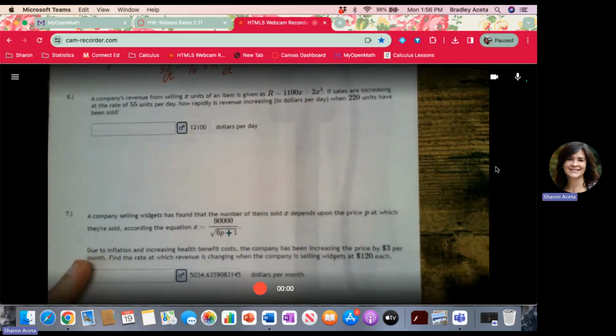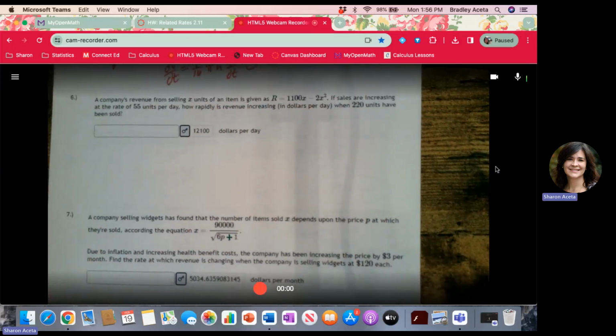All right, a little business applications, 2 questions, which will be in homework, and then we're done. A company's revenue from selling X units of an item is given as R equals 1100X minus 2X squared. If sales are increasing at a rate of 55 units per day, how rapidly is the revenue increasing in dollars per day when 220 units have been sold?